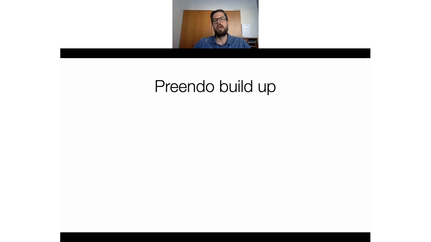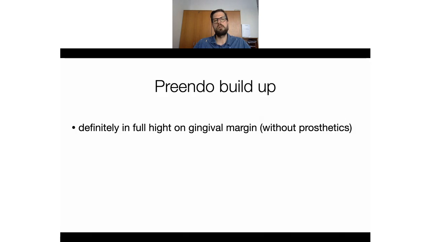And the pre-endo buildup can be different in many ways. For example, we can have the pre-endo as a definitive buildup. This means that your pre-endo will also be the final filling of the tooth, in full height to the gingival margin, so no prosthetics will be made on the tooth, because we are living in a world where not everybody can afford a crown on an endodontically treated tooth, or the hard dental tissue loss on the tooth is so low that we don't have to put a crown on it.